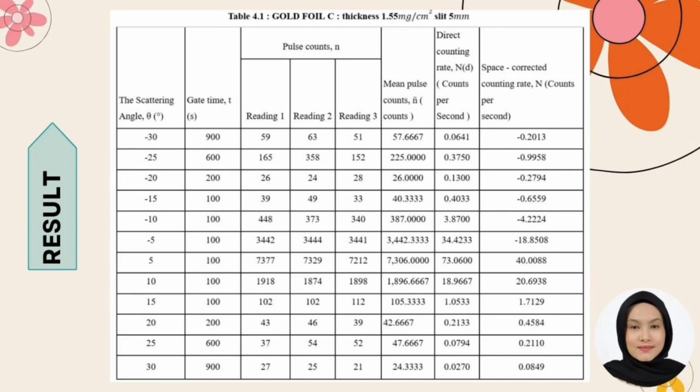Here, we see the result for gold foil sample C. The pulse count from the 3 readings was averaged and then corrected for space and geometry to get the final counting rate N in counts per second. The corrected value for sample C peaked at around 34.42 counts per second.